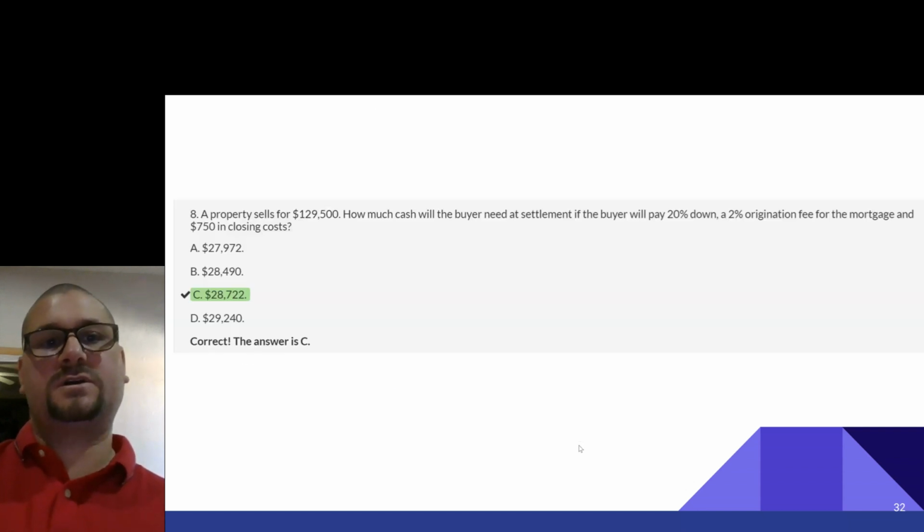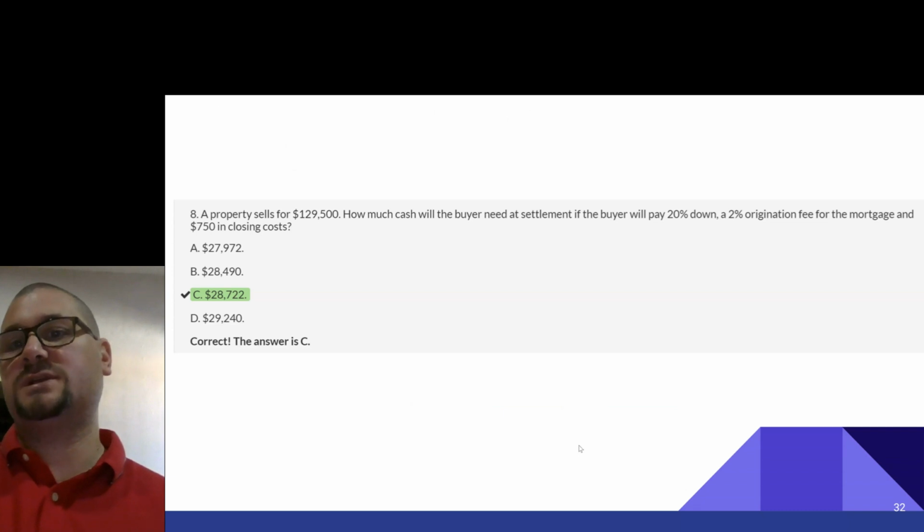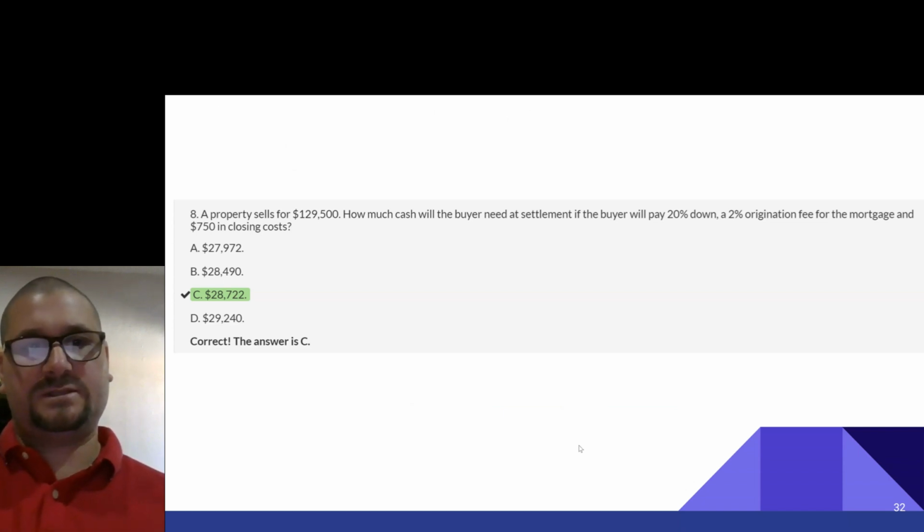Property sells for 129,500. How much cash will the buyer need at settlement if the buyer will pay 20% down, a 2% origination fee for the mortgage and $750 in closing costs? 28,722.